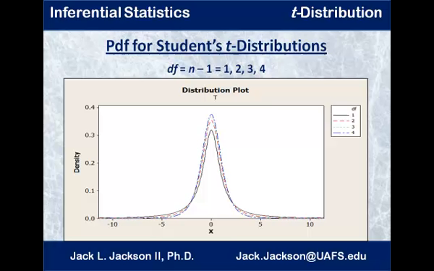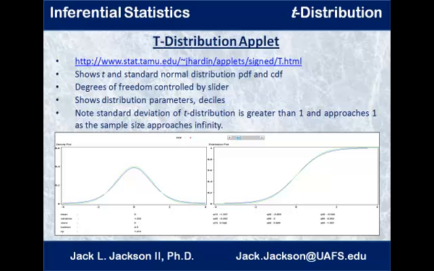Now, there's an applet that I found online. Here's the URL there that you can click on, the hyperlink. And this one shows both the t-distribution and the standard normal distribution for both the PDF on the left and the CDF on the right. You can change the t-distribution. The normal distribution stays the same, but we can change the t-distribution by this slider. Right now it's set at 8 degrees of freedom, controlled by this slider.